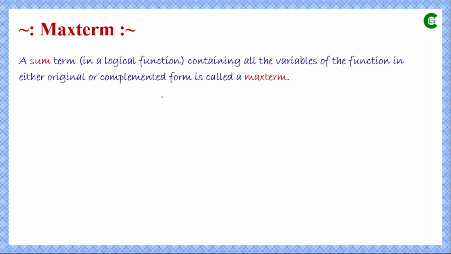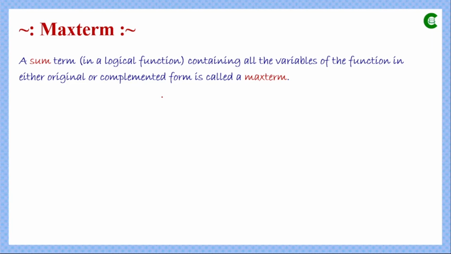Now we will learn about maxterm, which is similar to minterm, but there are a few differences. What are the differences? In case of maxterm, it is a sum term instead of a product term. It is a sum term in a logical function containing again all the variables of that function in either original or complemented form. It is a combination of all those variables, either in original or complemented form, but this time it is a sum term, and by sum we understand it is basically an OR operation between all the variables of that function.